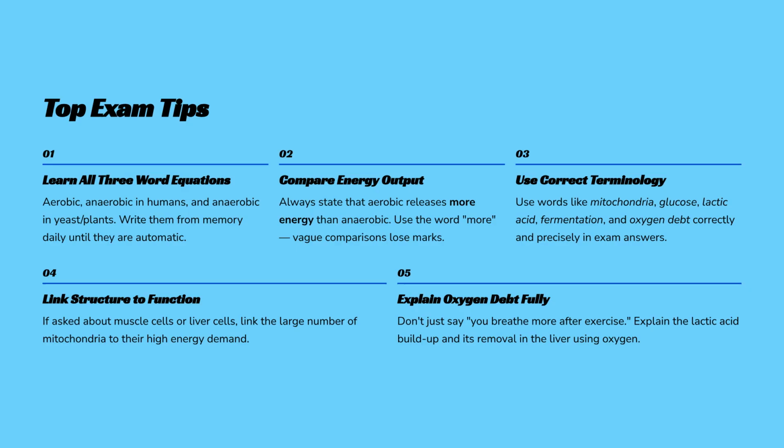For top marks, memorize all three-word equations and practice writing them. Always state that aerobic respiration releases more energy than anaerobic. Use precise terminology like mitochondria and lactic acid. Finally, link cell structure like a high number of mitochondria to high energy demand and fully explain oxygen debt.